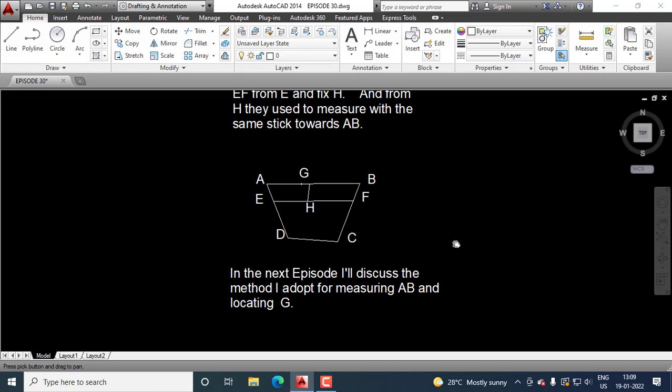In the next episode, I will discuss the method I adopt for measuring AB and locating G.